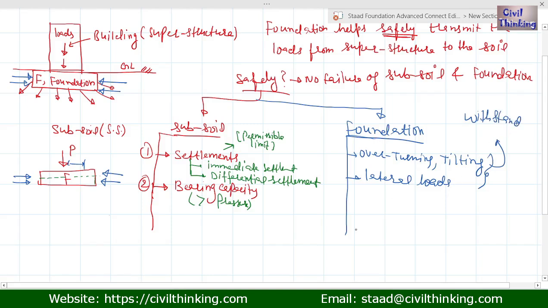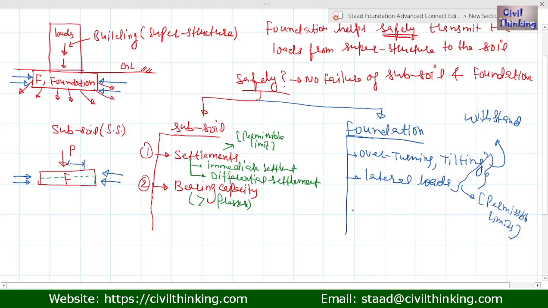And keep in mind, it is not possible to 100% avoid the overturning or the tilting. There will be some degree of tilting and lateral displacement. So as a foundation engineer, the maximum we can do is make sure they are in the permissible limits. If they are in the permissible limits, it means they are not serious, and they won't cause a serious threat.